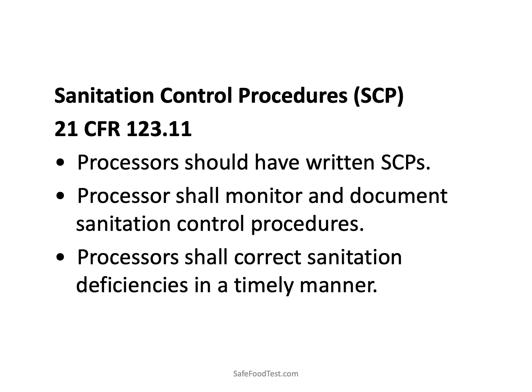Sanitation control procedures. Title 21, 123.11 states processors should have written SCPs, sometimes called SSOPs. Those are not required in the seafood industry. However, processors shall or must monitor the sanitation within their facility and document sanitation controls. Processors shall correct sanitation deficiencies in a timely manner.